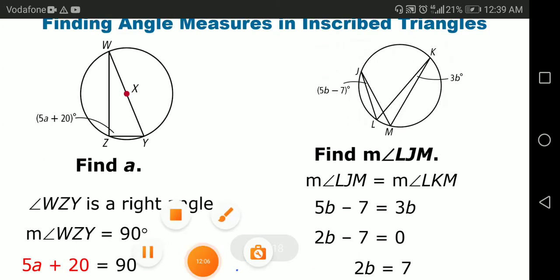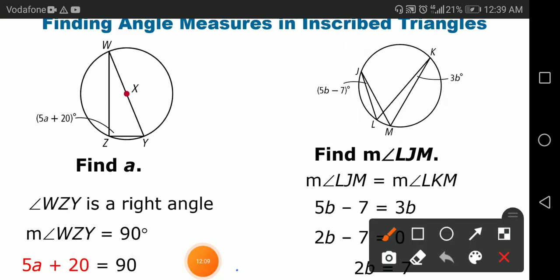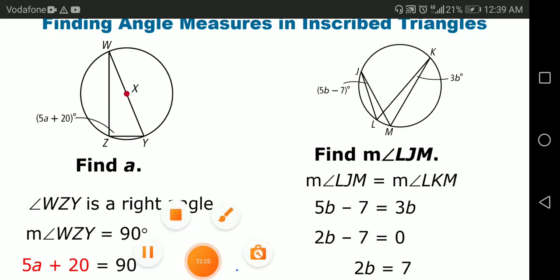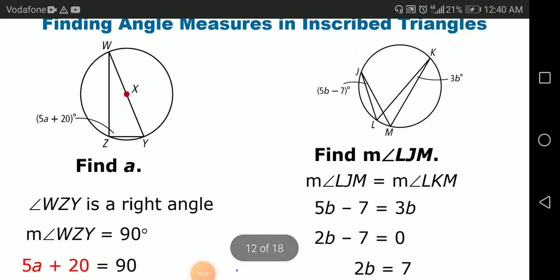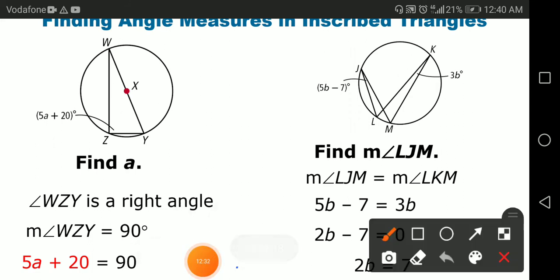Find A. Remember, this is a right angle, WZY is a right angle. So here, guys, when I have a right angle, this means what? He asks me for A. First of all, I have to know where A is. A is in this segment. So how can I find here the variable A?